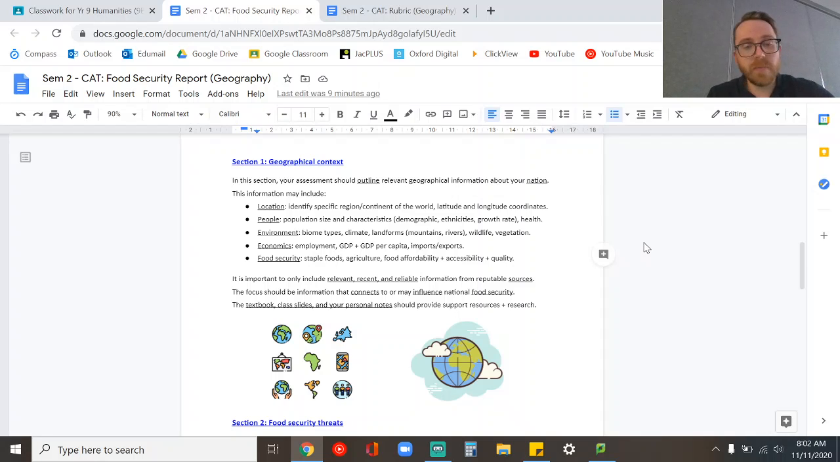Note, it is important to only include relevant, recent, and reliable information from reputable sources. So it needs to be relevant. I don't want you to say, well, Mr. Tapley, in Germany they have a national holiday that celebrates hats, because that's not really helpful. That doesn't tell me about the geographical context of your country, and doesn't tell me about food security, so I don't care. It needs to be recent.